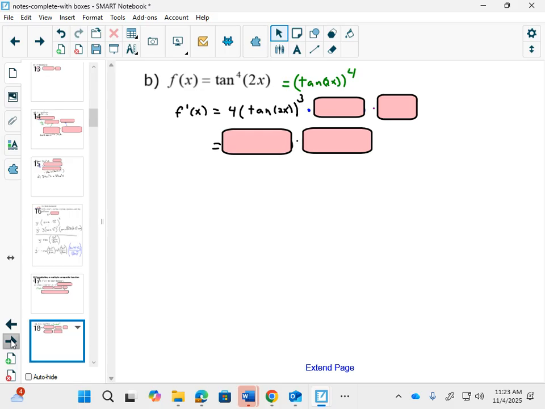Now I have to do the derivative of the inside. What was my inside? Tan 2x. It's another chain rule because now there's a 2x inside of the tan. So now what's my outside function? Right, my outside function is tan, and its derivative would be secant squared. So we get secant squared, keep the inside the same. And then we have to multiply by the derivative of the inside, which is 2.